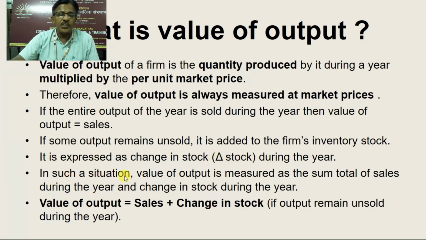In such a situation, value of output is measured as the sum total of sales during the year and change in stock during the year. That is, value of output is equal to sales plus change in stock if output remains unsold during the year. That is the condition. Value of output is equal to sales plus change in stock.